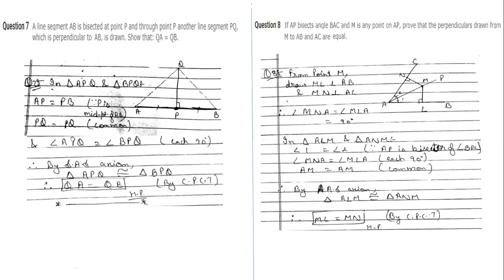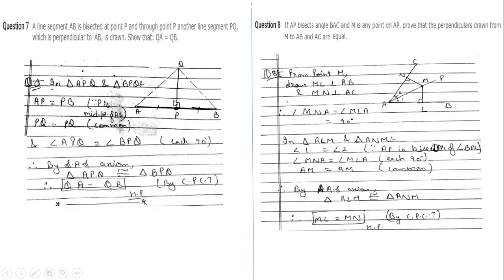See, from the figure we can see that triangle APQ is there and triangle BPQ is there. In triangle APQ and BPQ, AP is equal to PB because P is the midpoint. PQ is equal to PQ, a common side, and angle APQ is equal to BPQ.